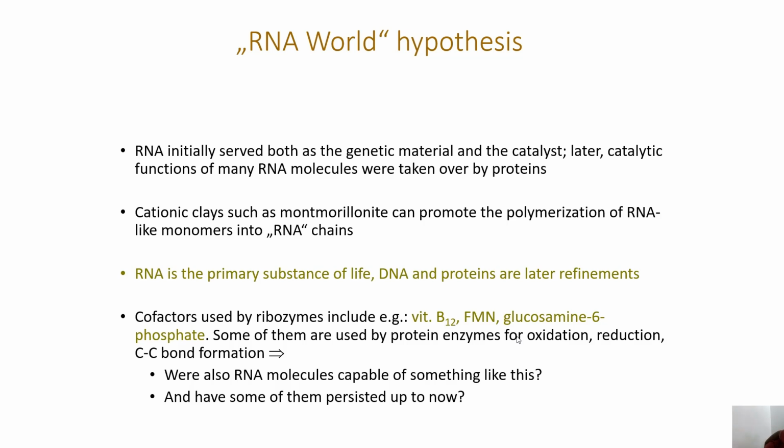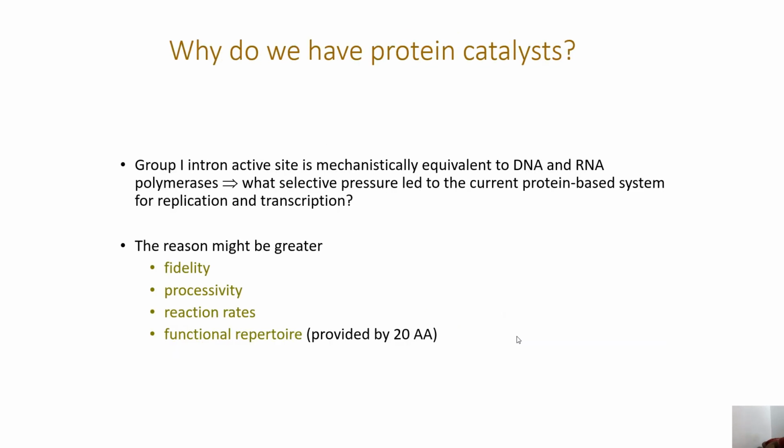Now, cofactors used by ribozymes include vitamin B12, FMN, glucosamine-6-phosphate. Some of them are used by protein enzymes for oxidation reduction, C-C bond formation. So we also know that RNA molecules are capable of something like this. Also, some of them persisted up to now.